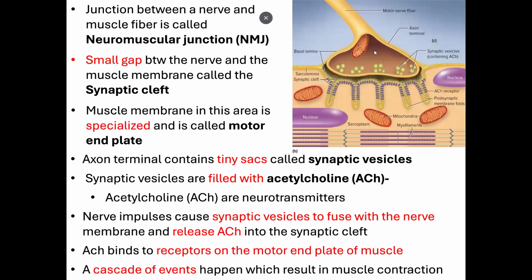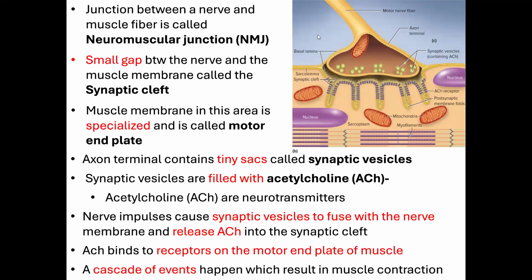So here you can see this is a neuromuscular junction. And I told you it doesn't touch. There's a gap. This small gap is called the synaptic cleft. So this junction, the neuromuscular junction, is a synapsis. The nerve is going to convey something to the muscle. It's an electrical impulse which is coming, and that's going to be conveyed to the muscle, and the muscle is going to take a decision to contract. And this particular area in the muscle is called the motor end plate. It is very specialized because it contains a lot of receptors.